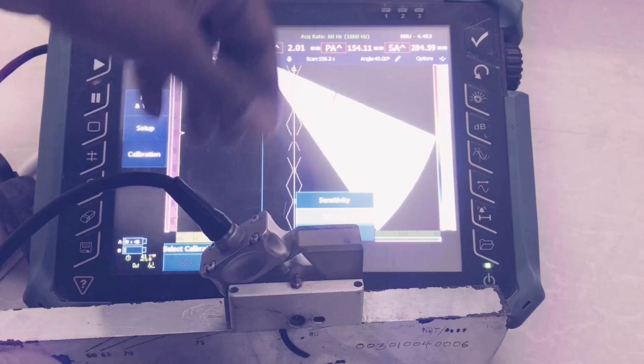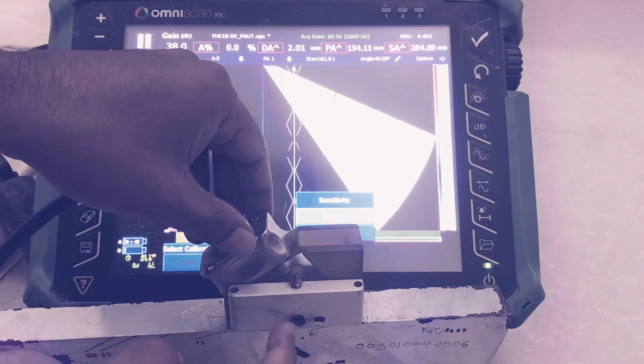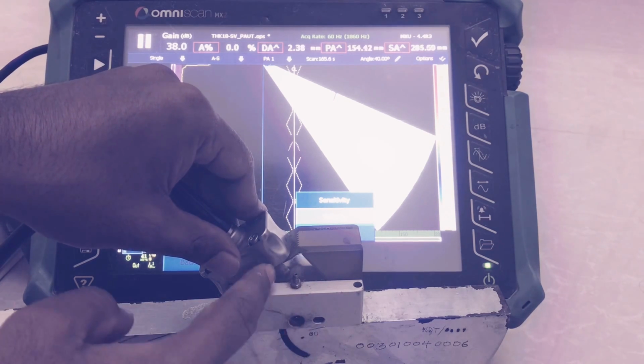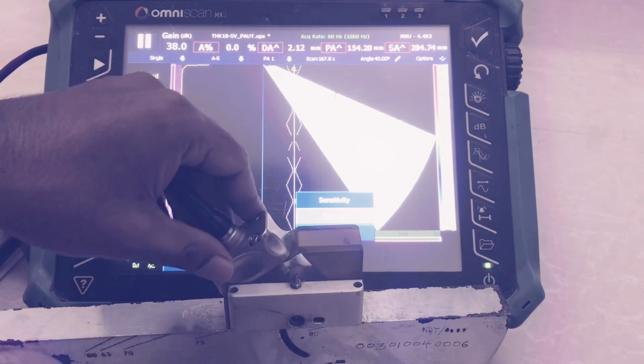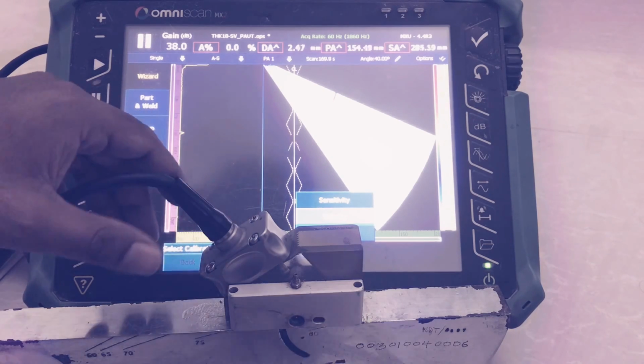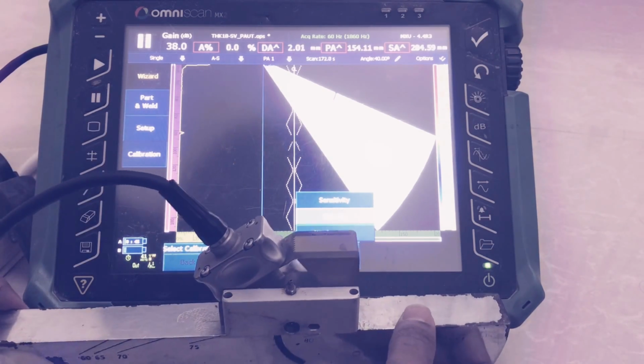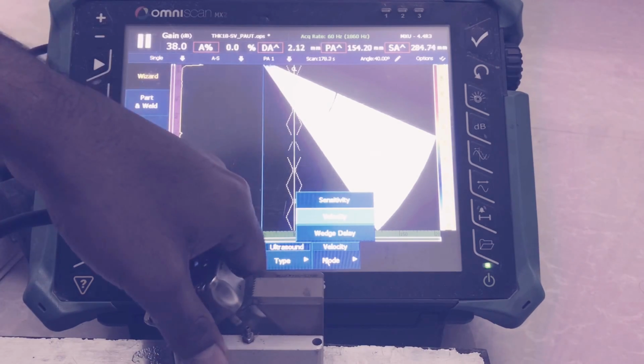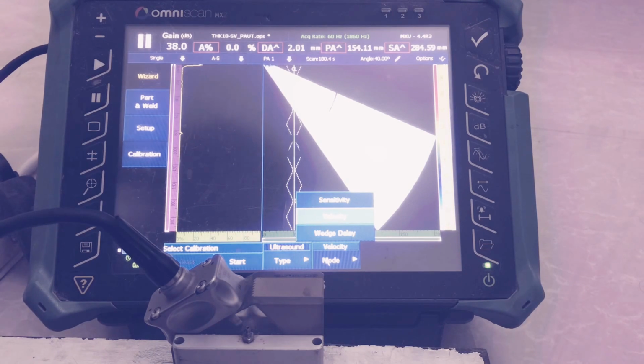If you are doing the wedge delay, the machine will automatically calculate that distance and that delay. That's why we are using wedge delay. Most probably we are using it with the help of the side hole only, so we can choose the radial sensor for this.